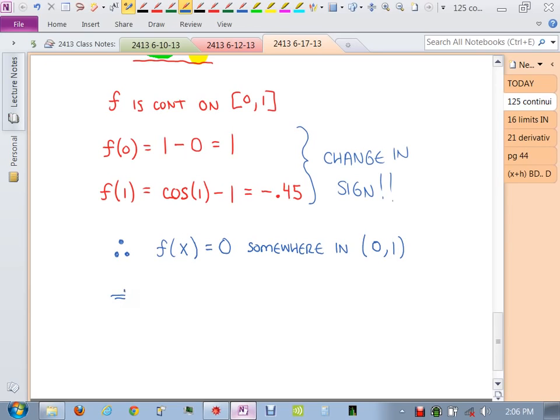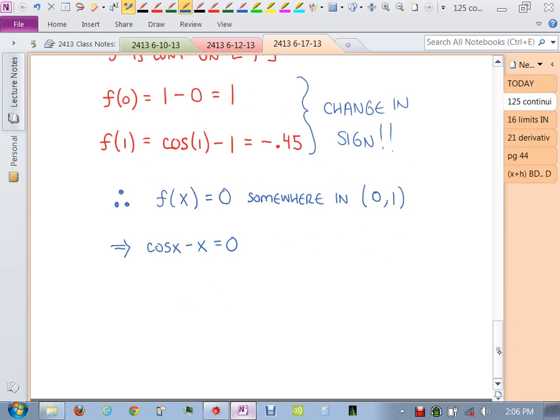Which means, what was f of x? Cosine x minus x equals 0. Somewhere in there, right? Somewhere in there. Which means that cosine x equals x, moving the x to the other side, somewhere in there. Which means there's a solution somewhere in there. Does it tell me what it is? Does it tell me what the answer is? Do I know the answer? No. But I know it exists. I know somewhere between 0 and 1, the answer exists.